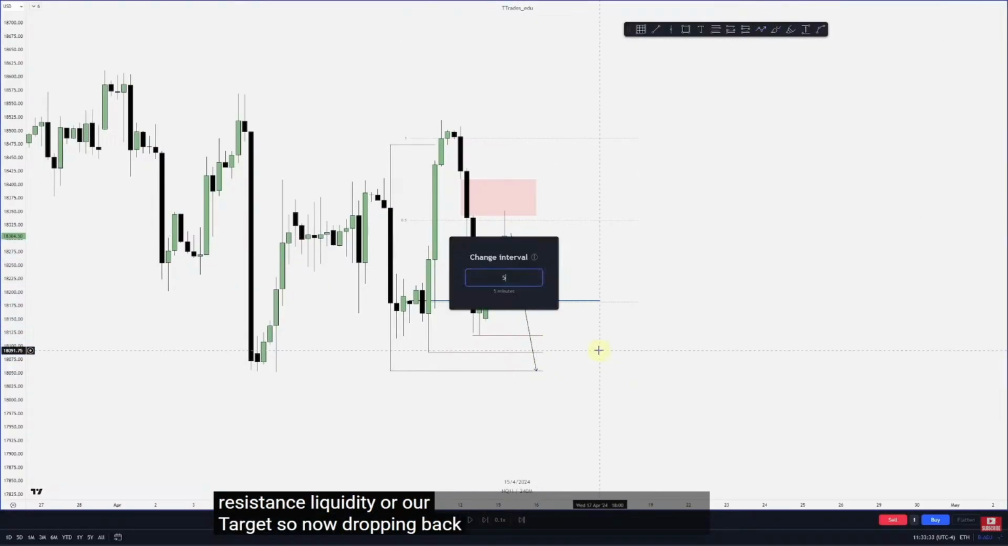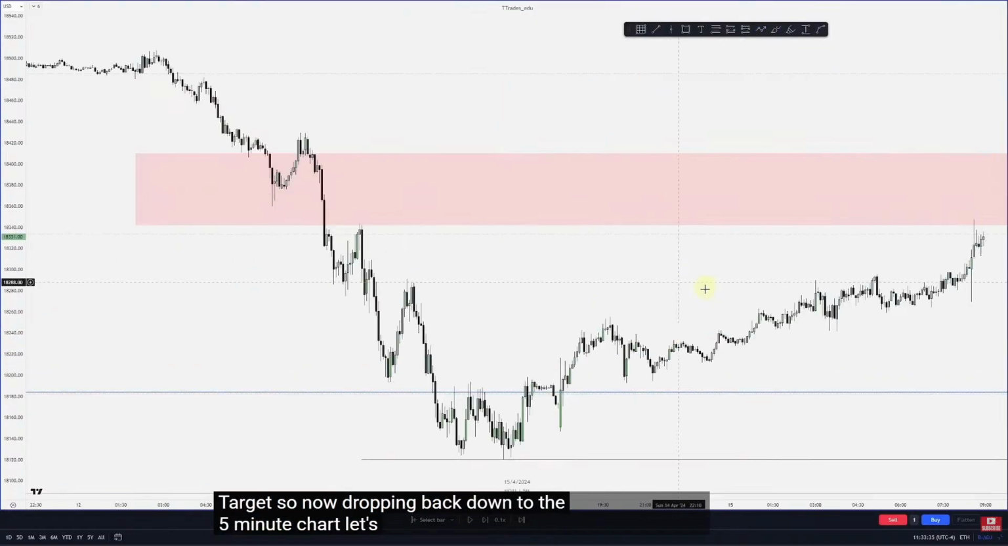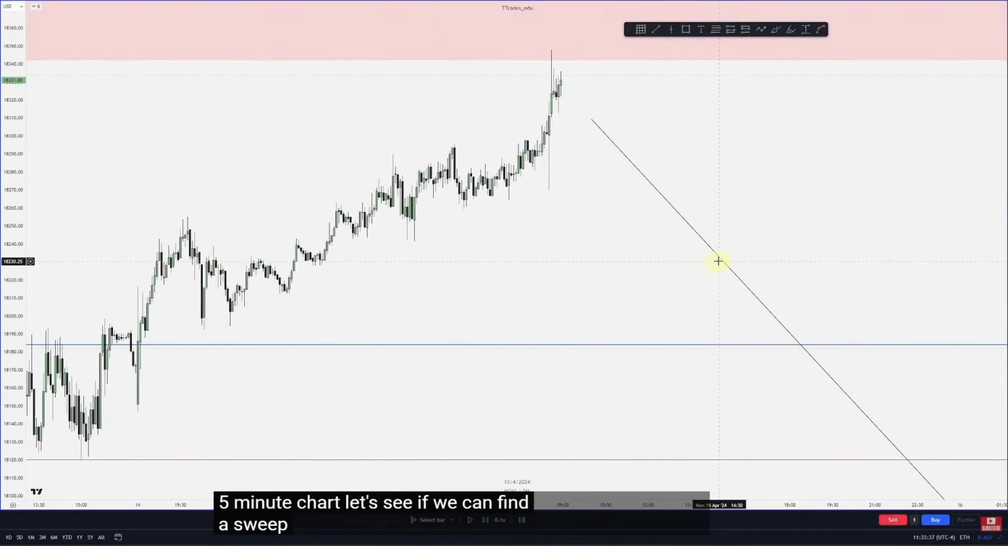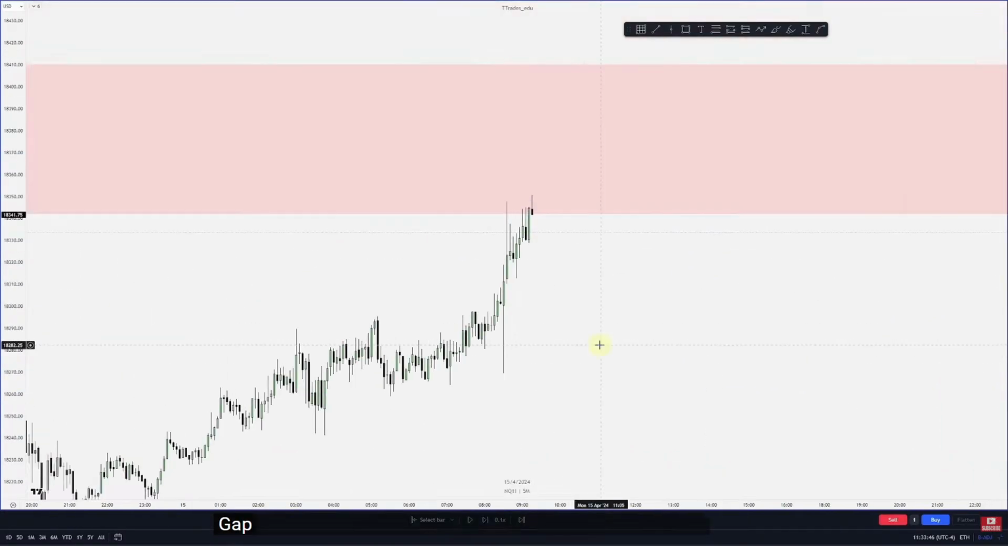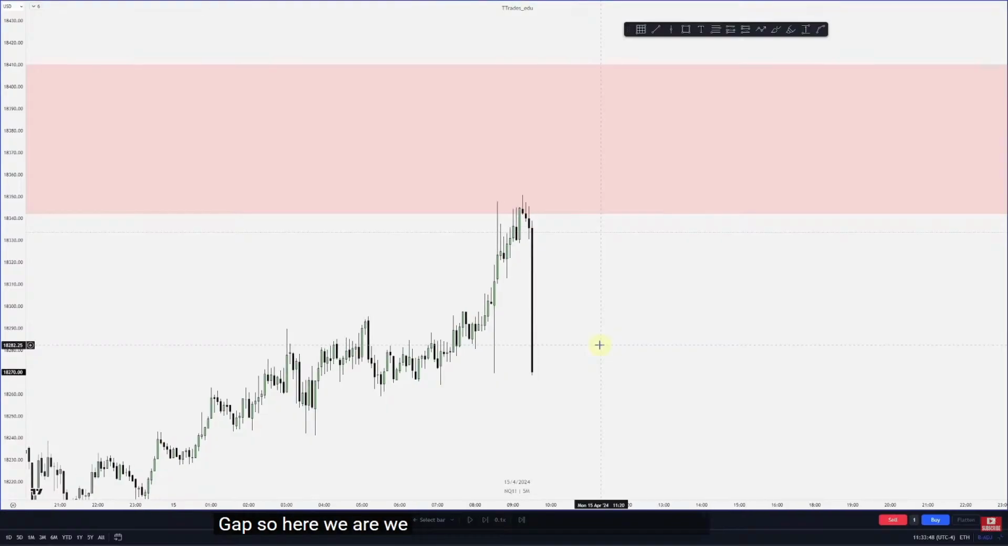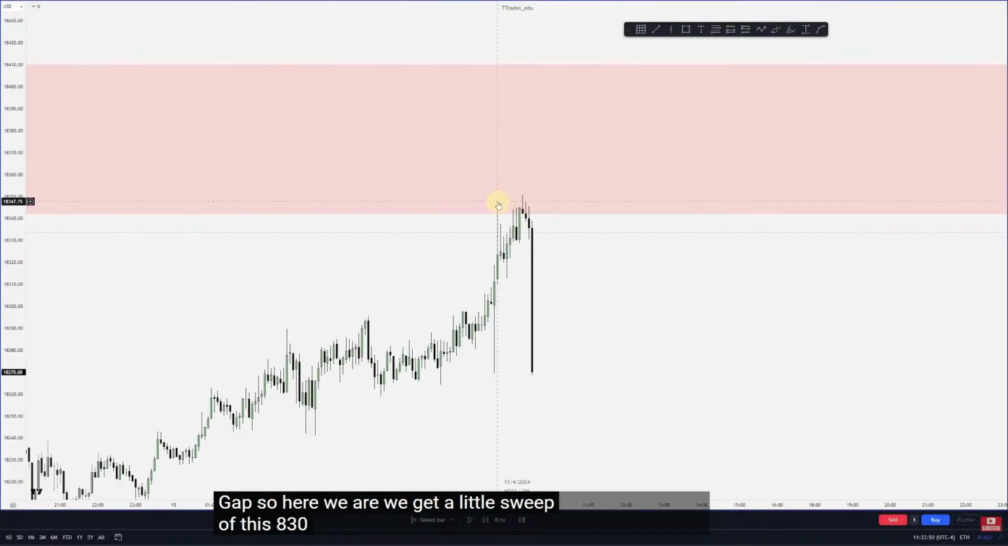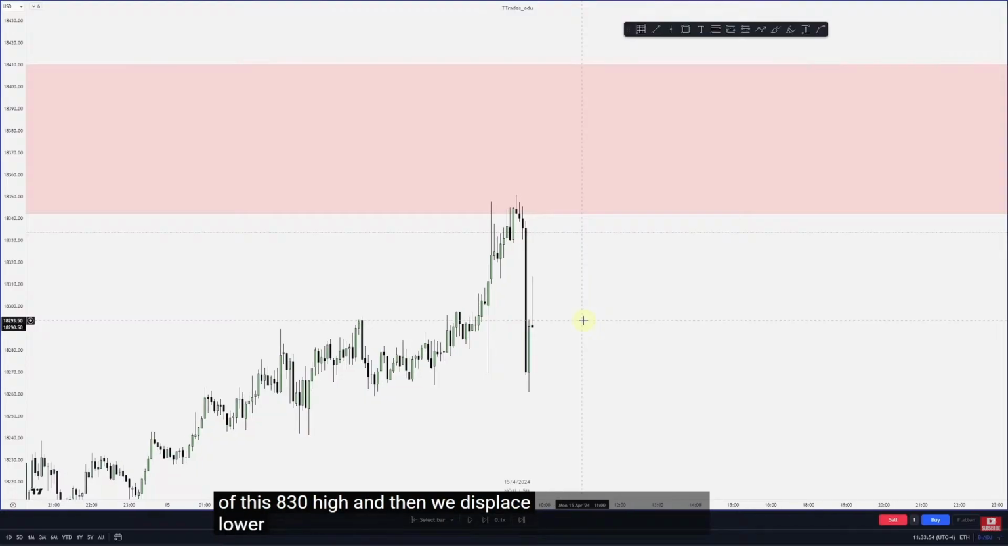So now dropping back down to the 5-minute chart, let's see if we can find a sweep and an entry on a fair value gap. So here we are, we get a little sweep of this 8:30 high, and then we displace lower, creating quite a large fair value gap. So, getting our shift in structure up here. With our sweep here and our shift in structure, we have a very aggressive displacement down.